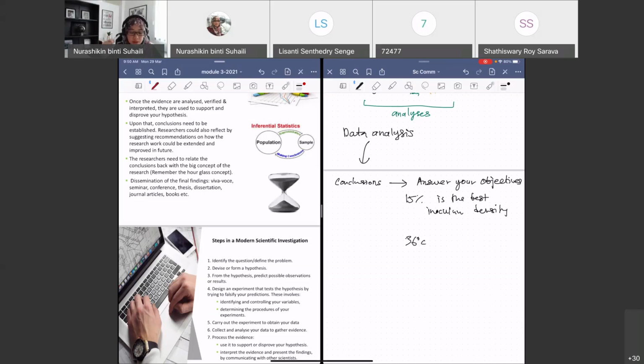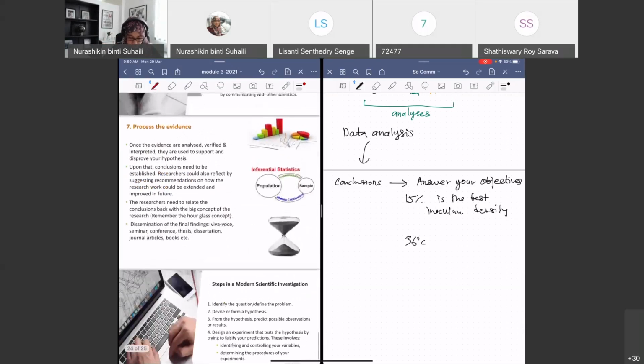So Viva voce is normally not for FYP; we don't call it Viva. It's an oral examination for master's degree and PhD degree. It's about the presentation of the work actually, but they call it Viva, whereby there are examiners. For FYP, we don't call it Viva. All right, so that's it. That's the 7th step.